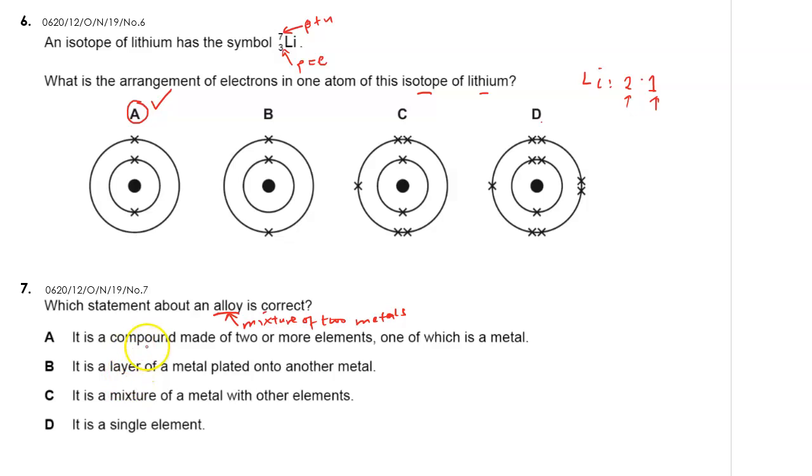Of course, we have said that an alloy is a mixture, so it cannot be a compound. So A is out. It is a compound made of 2 or more elements, one of which is a metal. So that is not true. And of course, you can also have a mixture of 2 or more metals and non-metals. Still, that will be an alloy. Okay. Then it is a layer of metal painted on another metal. That is not correct. An alloy is a mixture, remember. So it is a mixture of a metal with other elements, and that is correct. An alloy is a mixture. It is a single element, no. So an alloy is a mixture, not a compound.